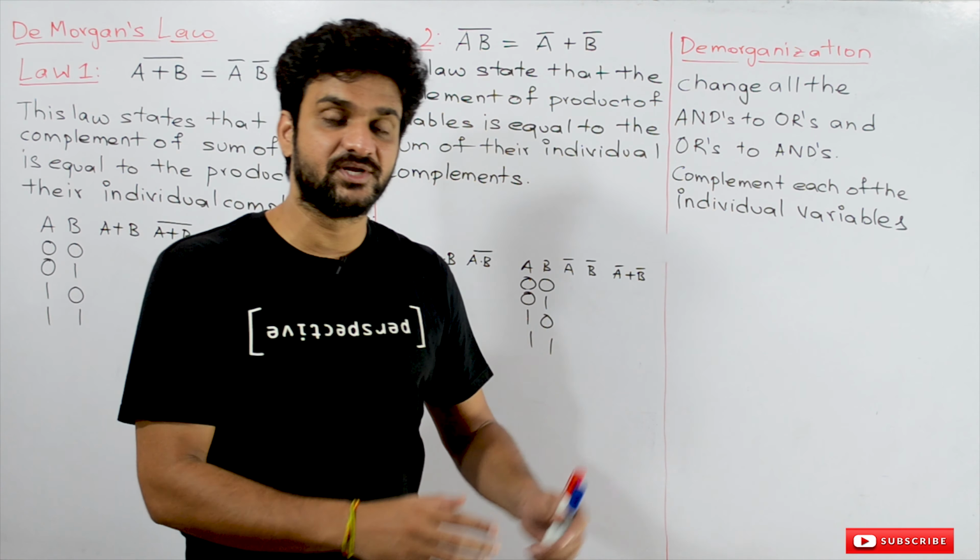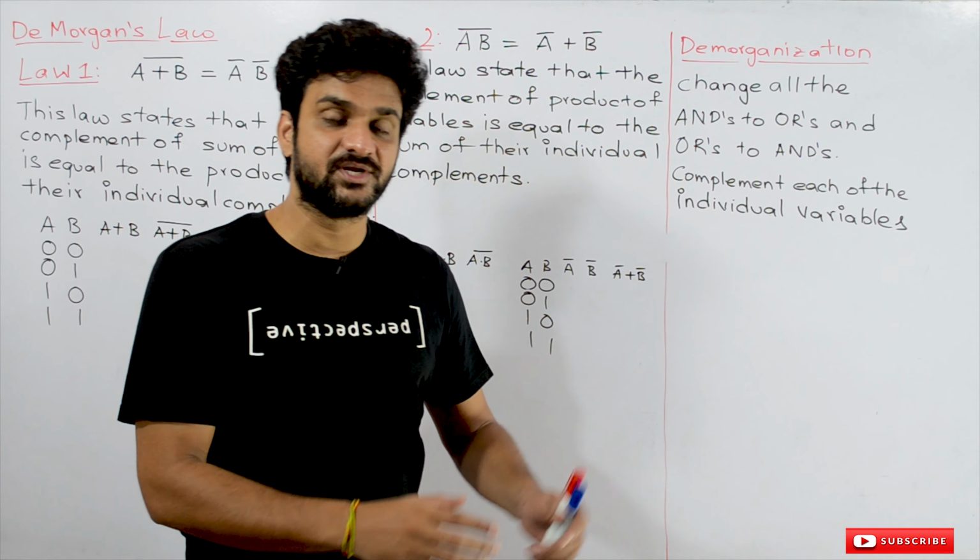So the second law states the complement of the product of variables. In the first law we have seen the sum of variables. In the second law, the complement of the product of variables. So this is what we call the product of variables, and if we try to find the complement of this product of variables, it is equal to the sum of their individual complements. Okay, so both of these two will also produce the same results.